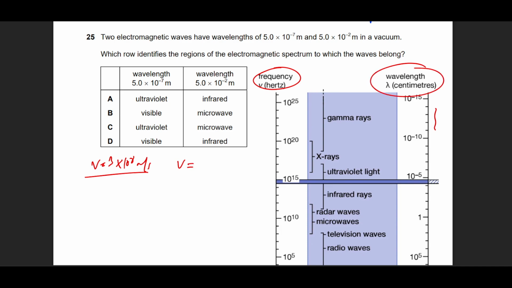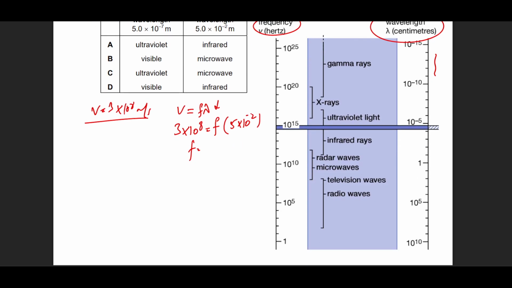So they calculate this on the spot using v equals f lambda. If this is 3 × 10^8 equals f, which is what we don't know, or if this is what you've memorized, you pick up the wavelength 5 × 10^-2 and you calculate the frequency, and it will be something familiar that you've already learned or memorized.